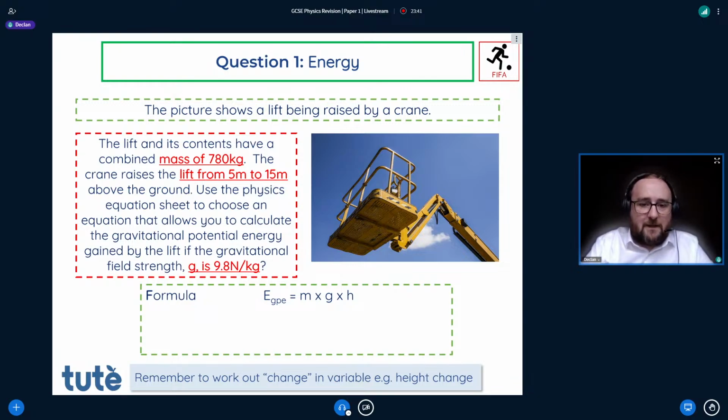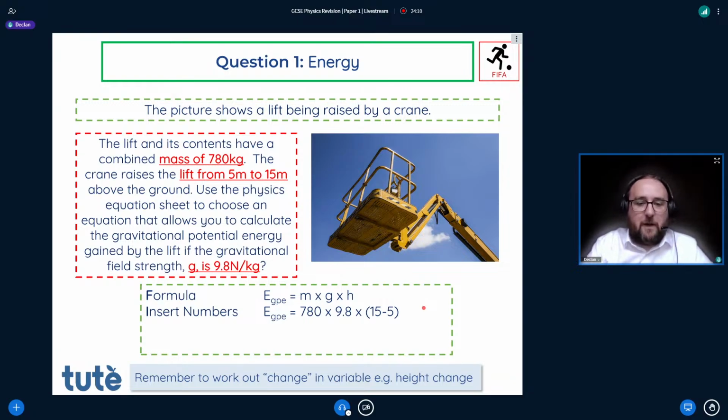Then our next job is inserting our numbers. So we insert our numbers into the equation. So we've got our mass, which we've got in the question, 780 kilograms. We've got our gravitational field strength, 9.8, which we've written in. And then we've got our height. We know we have to work out the change in height. So to work out the change, we've looked at our end height, take away our start height. So 15, take away 5. So 15 minus 5.